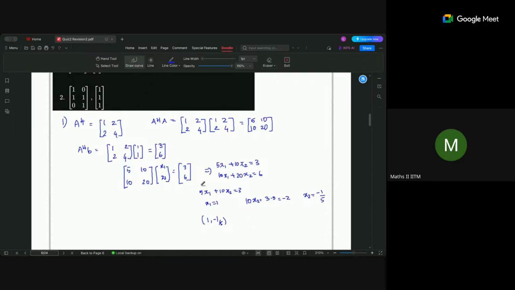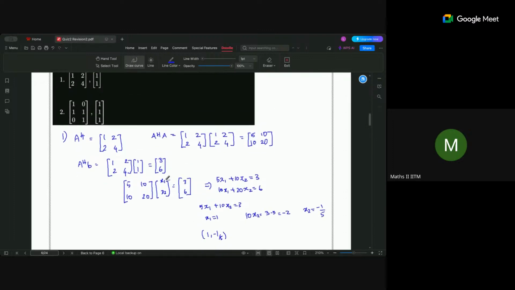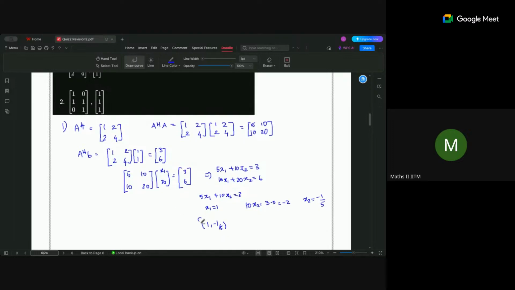So you see that the span of this set is your solution. What is the least square solution? The span of this set. Or in fact you can specifically say instead of span, this is your least square solution, 1 comma minus 1 by 5. But span, it just has multiple solutions, right? But how do we select this? Even if I use x1 equal to 2, it will give a different result, right?